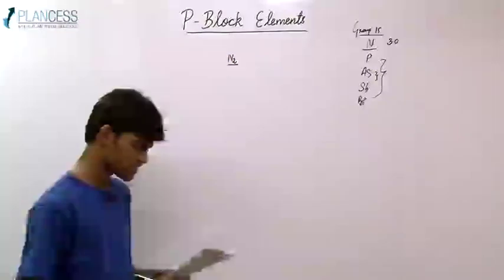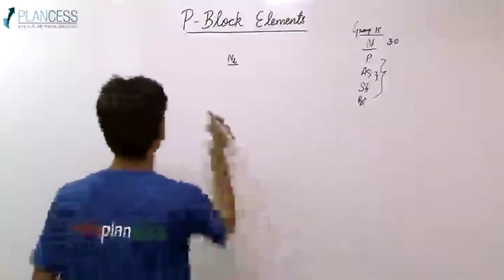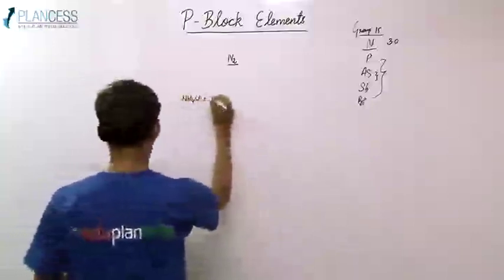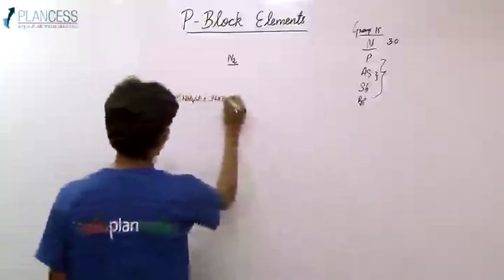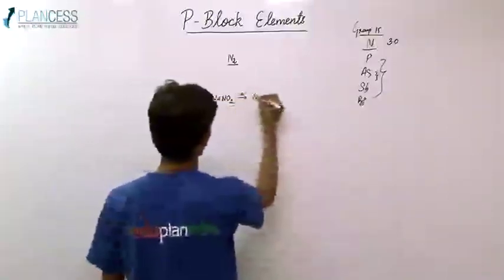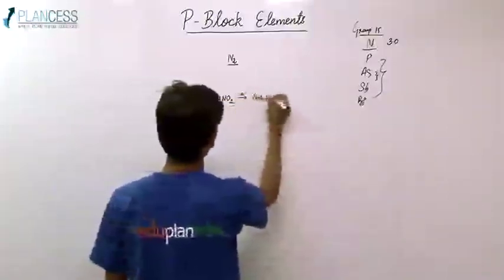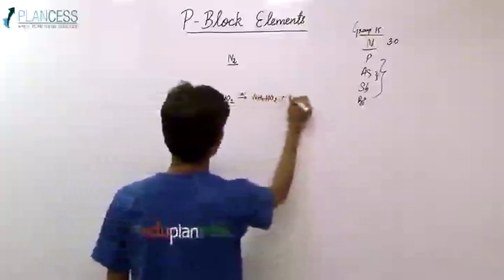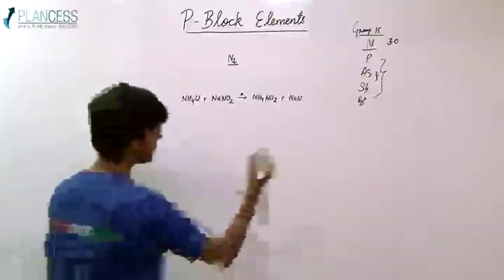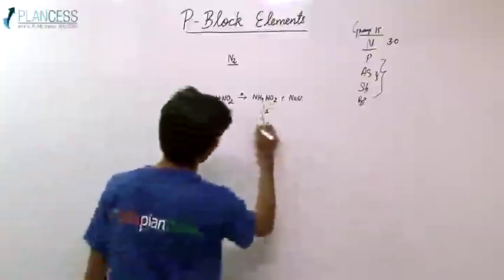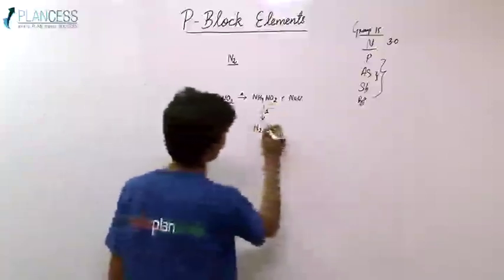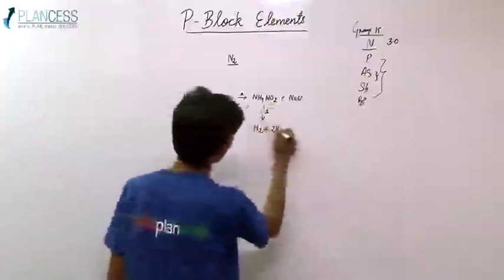As far as the preparation is concerned, it is prepared by heating a mixture of NH4Cl and NaNO2. When this is heated, an ion exchange reaction takes place and NH4NO2 and NaCl are formed. Now this NH4NO2 is further heated. On heating it further, it produces N2 gas and 2 moles of H2O.